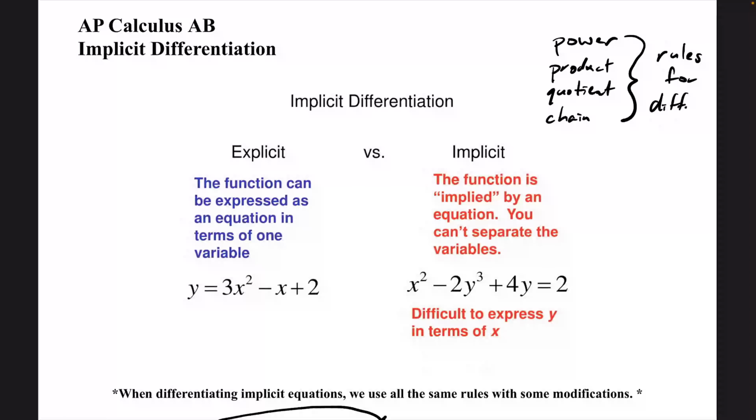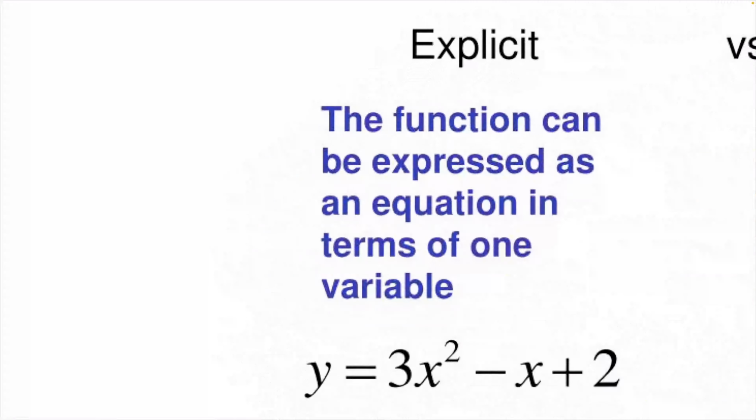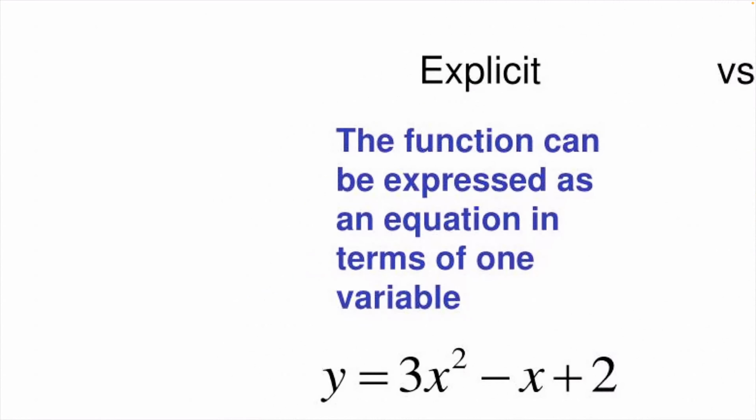Implicit differentiation. Okay, so we're looking at implicit. These are all non-functions that we're looking at, okay? So far, up to today, we've only looked at what's called explicit. Explicit usually have f of x equals, or y equals, right? The function can be expressed as an equation in terms of one variable. I know there's two variables, but one of them is isolated, right? That's explicit, okay? Today, we're going to look at non-functions, okay?